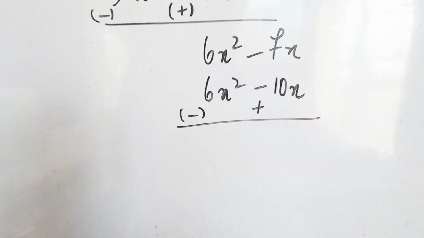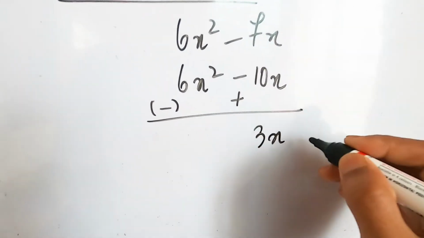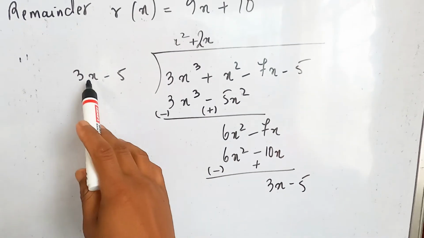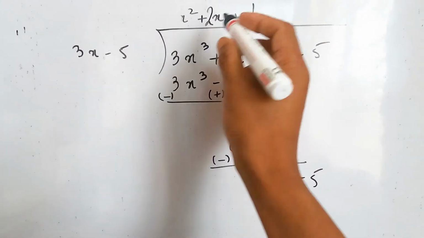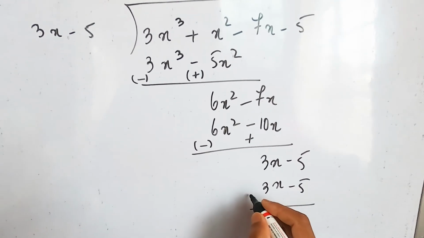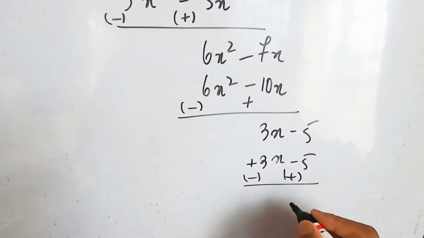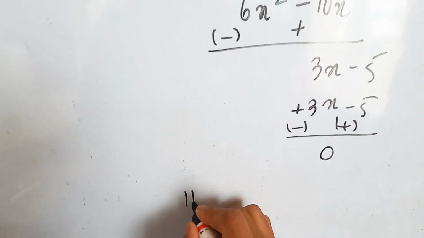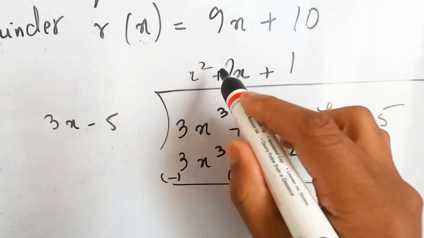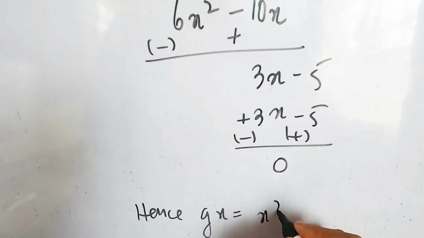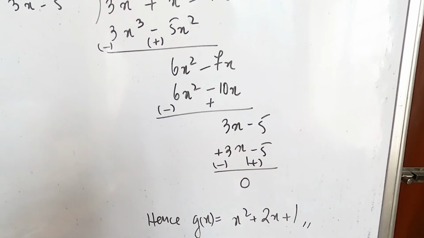All right, so in this case the remainder will be 3x, we will bring down minus 5. So same thing in this case, 3x into 1, we will get 3x, minus 5 into 1 will be minus 5. So in this case, after using sign convention, the remainder is 0. So hence gx in this case will be x square plus 2x plus 1. So this will be your answer.